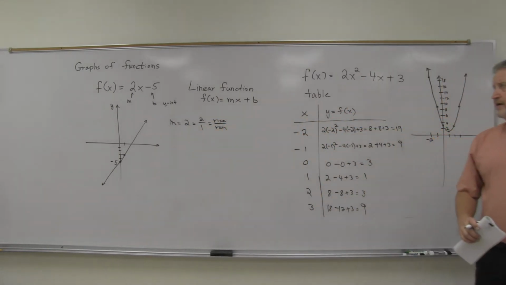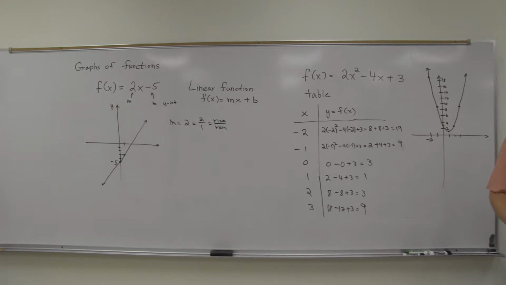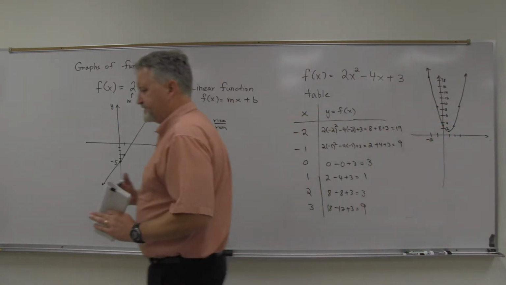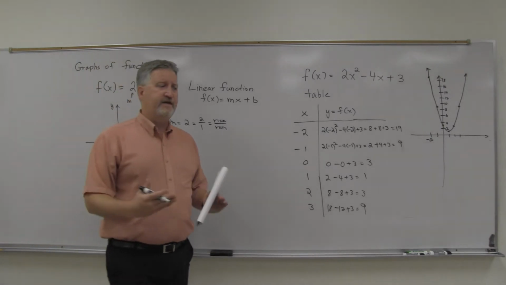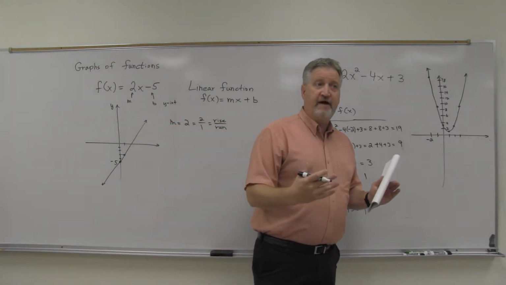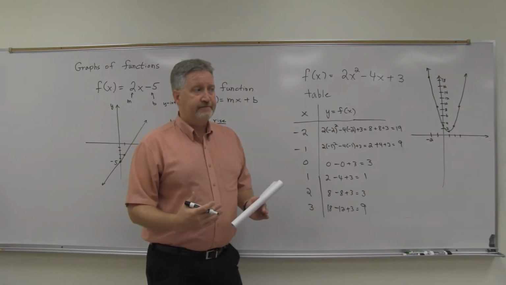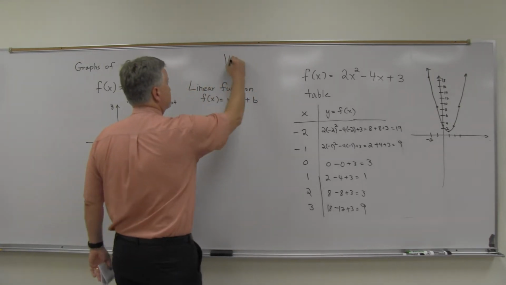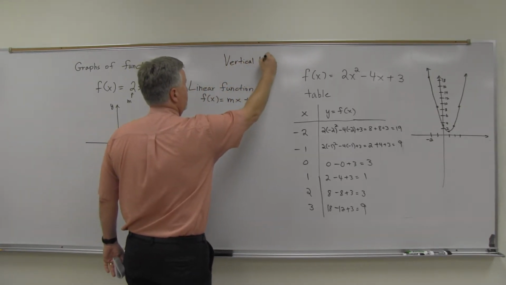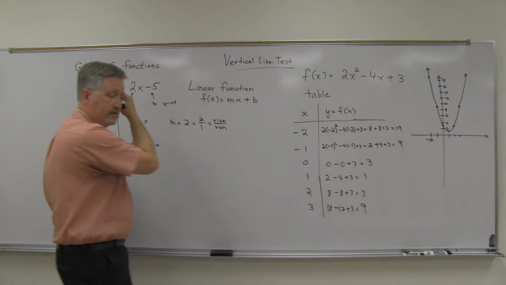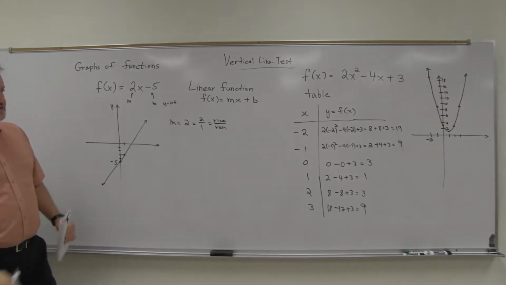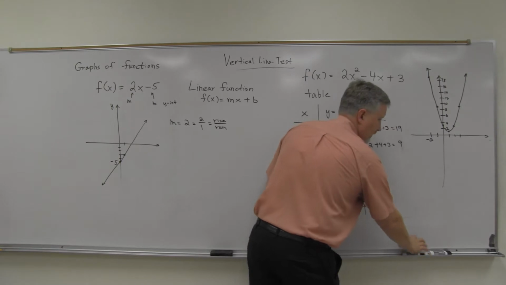There is a test to determine if the graph you've got is a function. Of course we already know these both are functions, but both of these pass what's known as the vertical line test. The vertical line test tests a graph to see if y is a function of x. I'll write more about it in just a second, but I just wanted to show you that these do pass the so-called vertical line test.